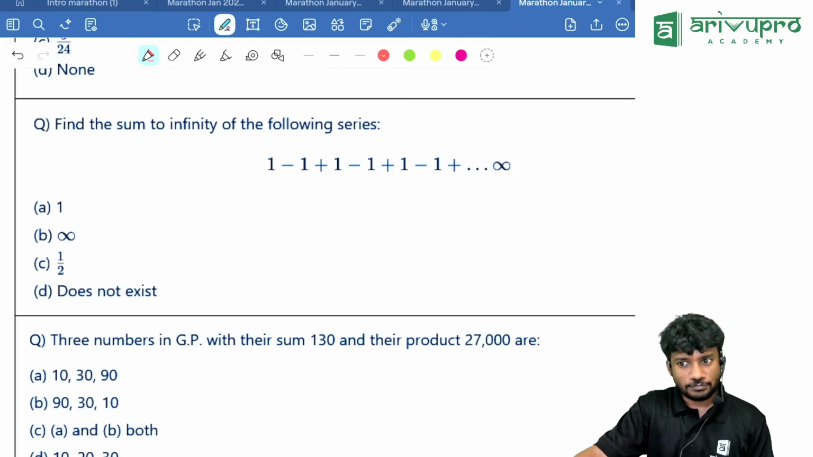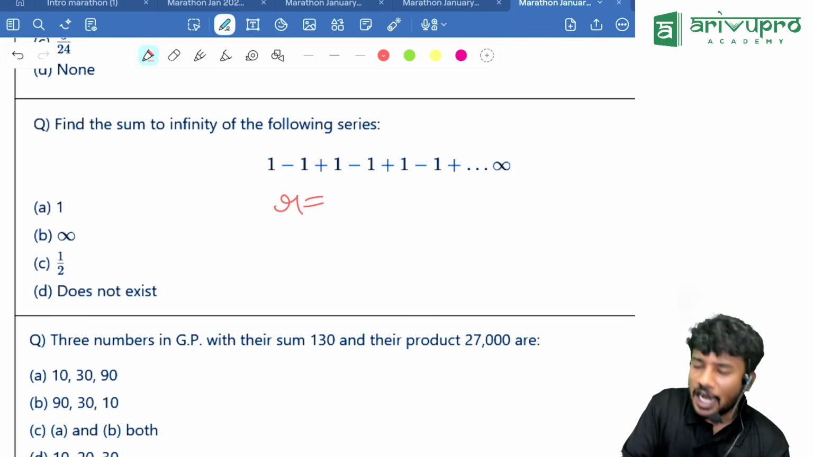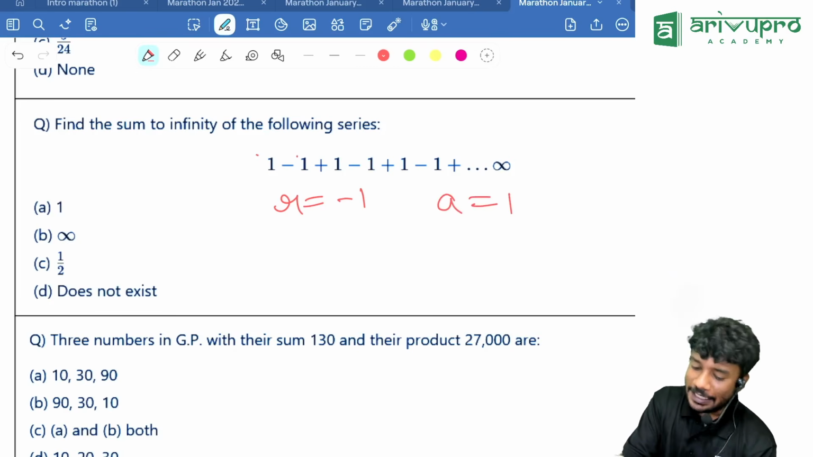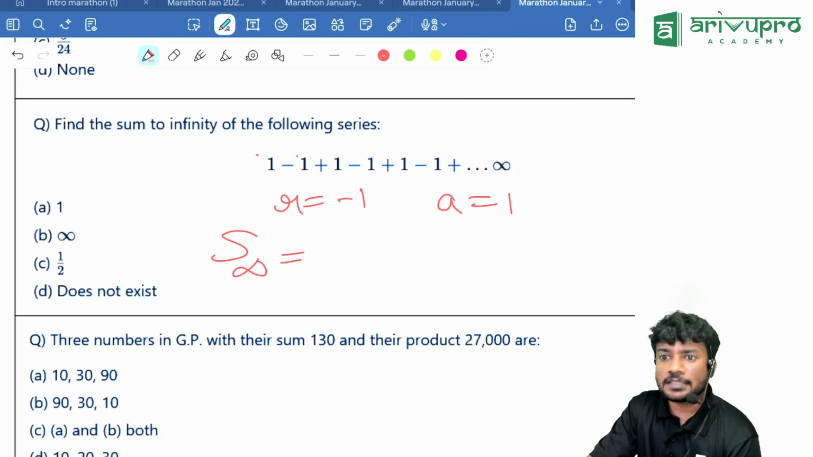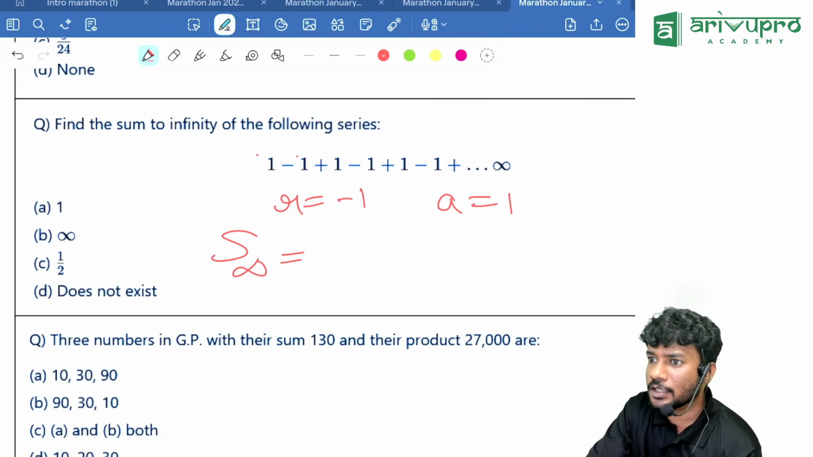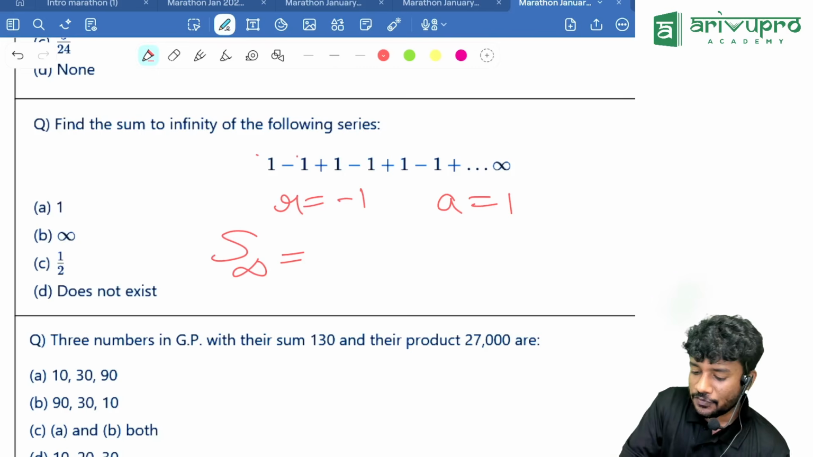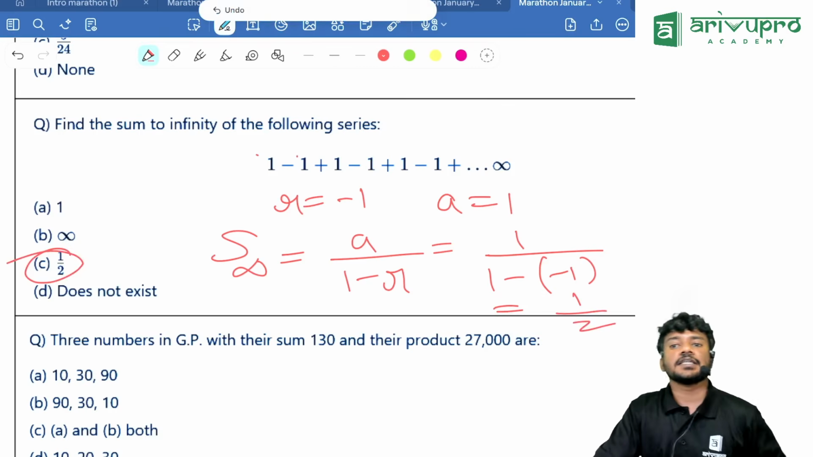Infinity. R is how much? R is 1 or minus 1. Second term divided by first term is minus 1. First term is 1. Then what is S infinity? My question is, is R less than 1? Yes, minus 1 is a negative value, so it is less than 1. That means S infinity is equal to A divided by 1 minus R, which is equal to 1 divided by 1 minus of minus 1, which is equal to 1 by 2. Option C is the answer.